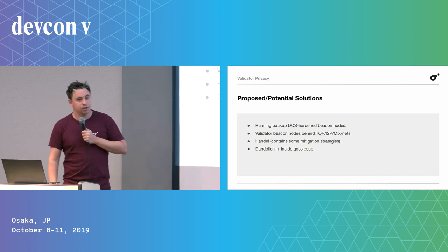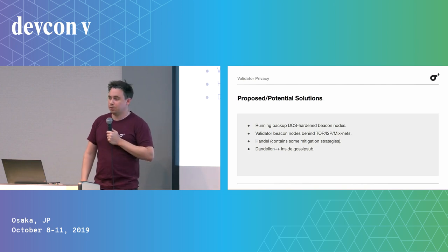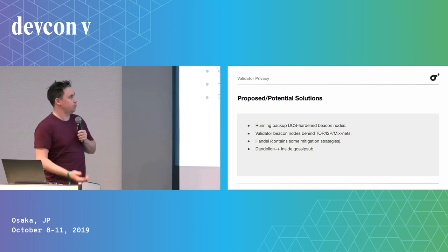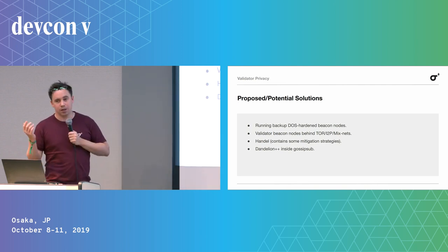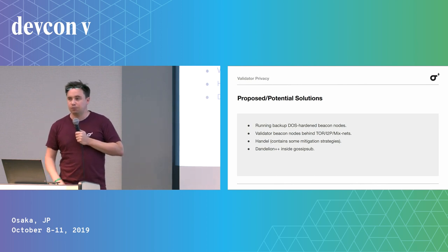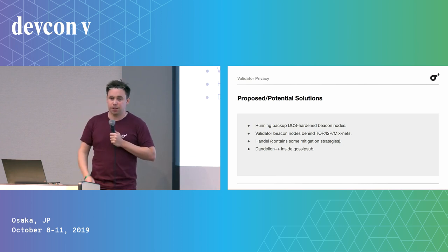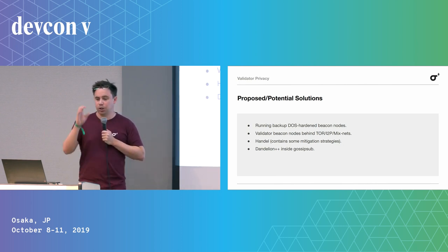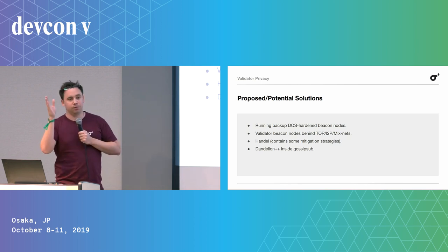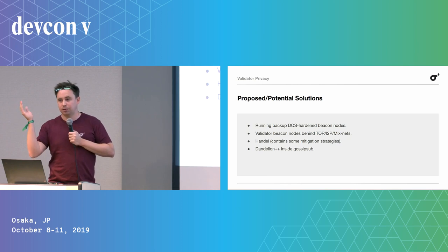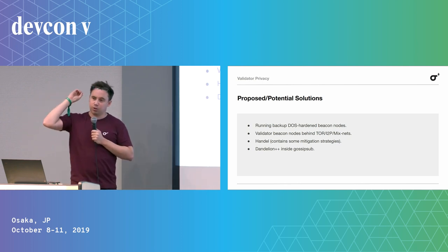So this is an active research topic in Ethereum 2 at the moment. We don't have a specific solution as to what we're actually going to use, but there have been some proposed solutions. Some ideas are that we can run a set of backup DOS-hardened nodes. What that means is that if you are running a validator client with a beacon node and you are publishing blocks and attestations and you find that they're not being received on the network, you can point your validator client to one of these DOS-hardened backup beacon nodes, which will then propagate it for you.